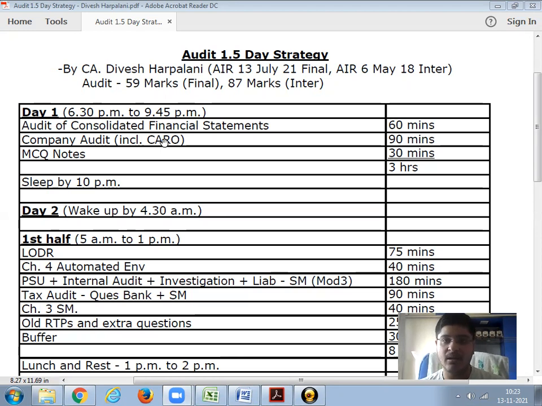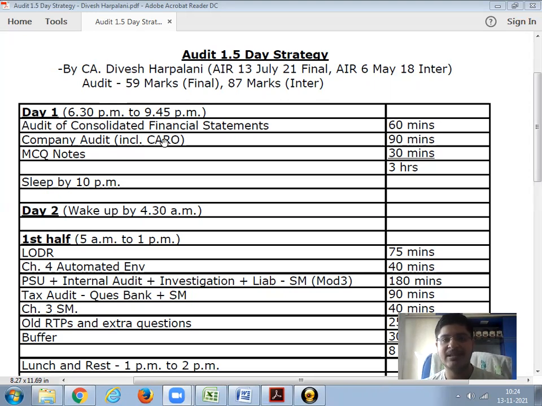Quickly letting you know that I am a morning person. So I used to sleep early and get up early in the morning. Those of you who are night people can suitably modify this 1.5 day planner.